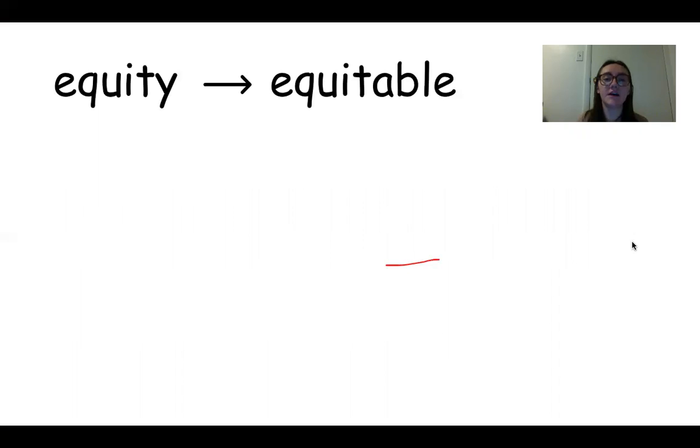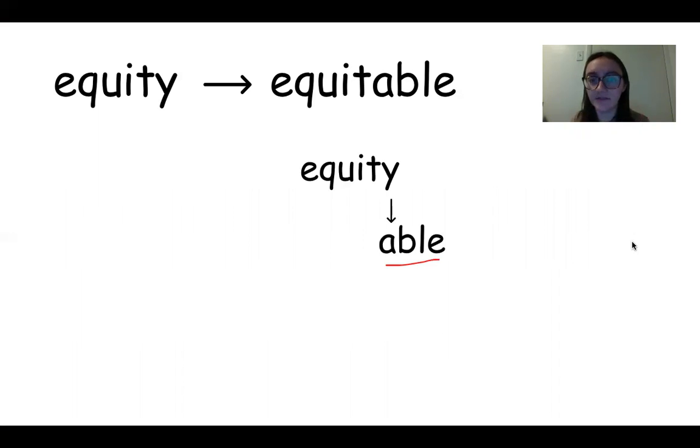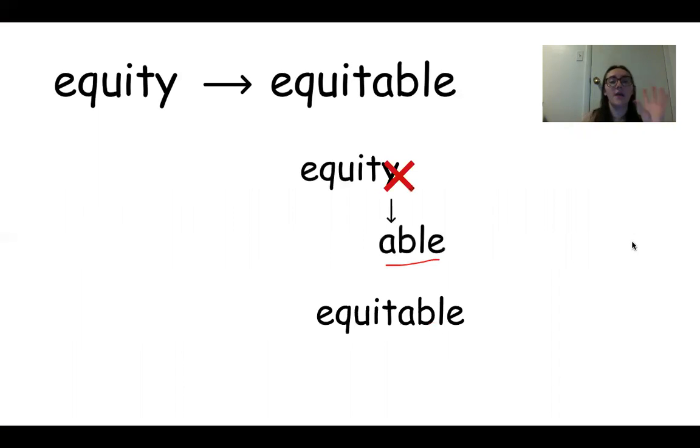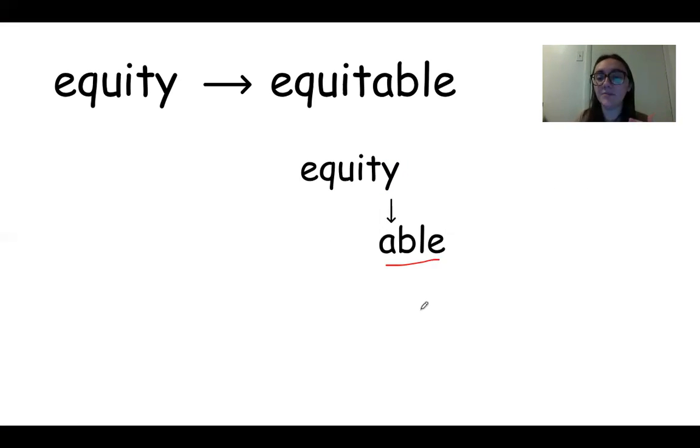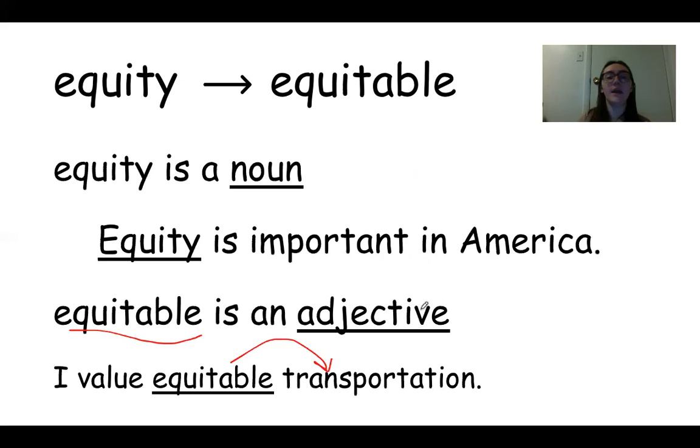So the next one we're going to talk about is equity, and you add able to it to make it equitable. So equity to equitable. You have the word equity, you add able and get rid of the y, and it turns it into equitable. So we made equity, the word we talked about that means fairness for all, into equitable. Now, equity is a noun. Equity is important in America. It's a thing, right? It's a state, a state of being when things are fair.